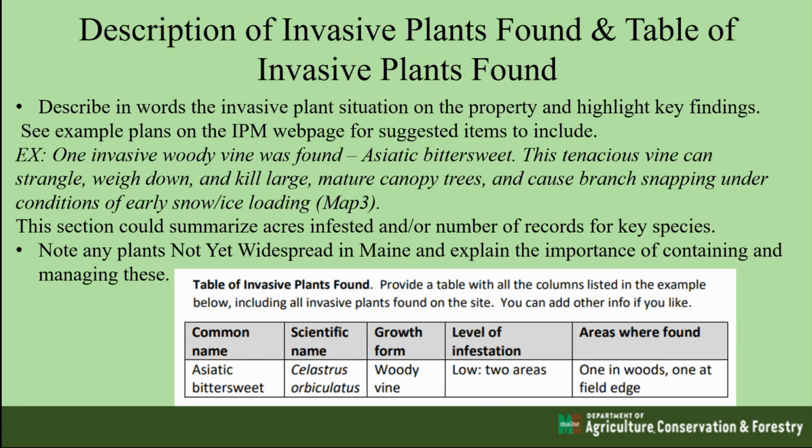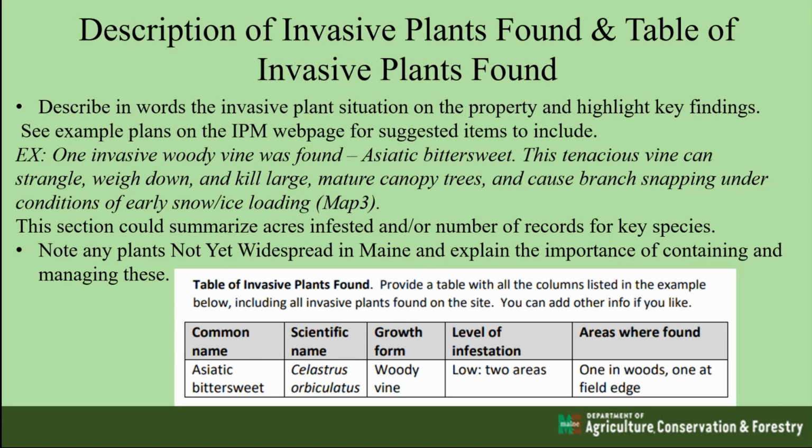I included one here for Asiatic bittersweet. It includes the tendency of the vines. You could also include what they look like, and then reference the map where it depicts the bittersweet being found. This section could also summarize acres infested and number of records for the key species. You could also note any plants not yet widespread in Maine and explain the importance of containing and managing these.